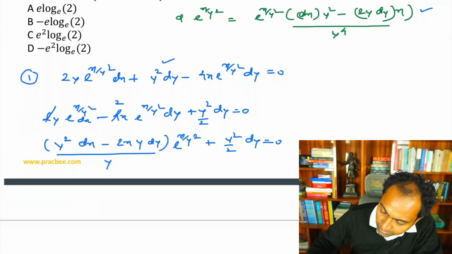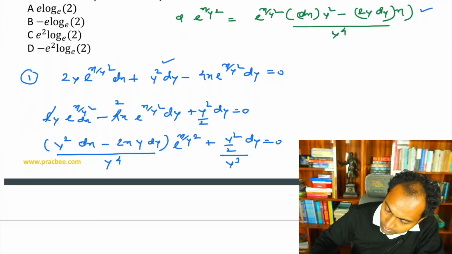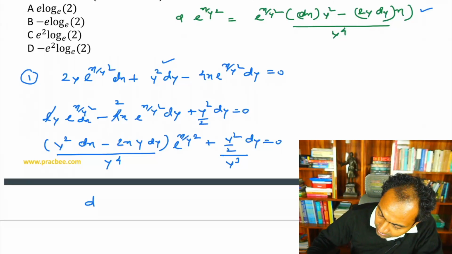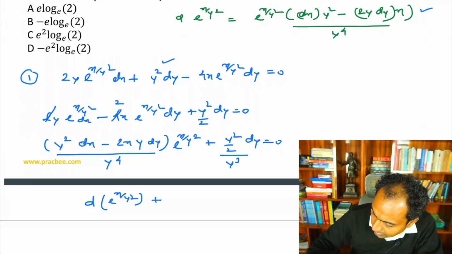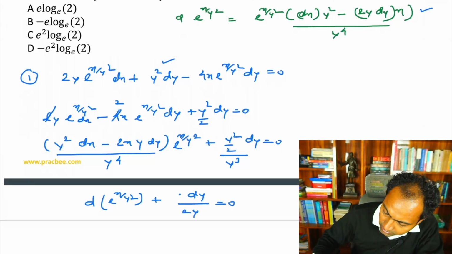One more thing I can do is divide the whole equation by y. So y square will come, but what we want is y raised to the power 4. So we'll divide by y cube, so that this becomes nothing but y raised to the power 4. As a result, we'll also have to divide this by y cube. If I simplify, this is nothing but the derivative of e raised to the power x by y square. And this part becomes nothing but dy by 2y is equal to 0. And now we have separated the variables.